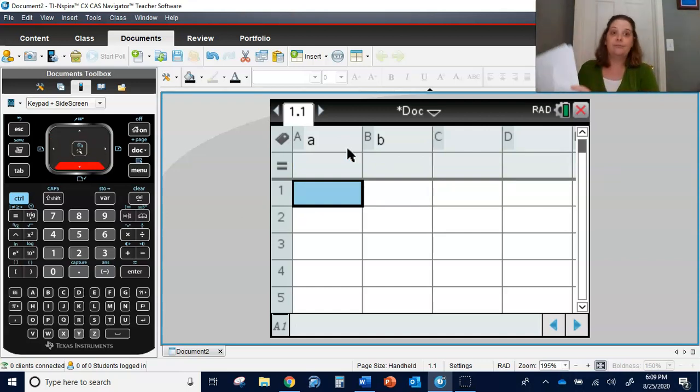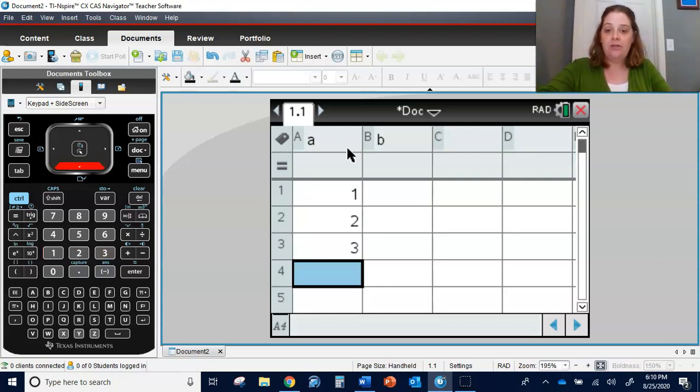I just dropped my pen, it rolled off the table. And then I'm going to enter my values. So for data set A, I had 1, 2, 3, and 4. And for spinner B, I had 1, 2, and 3.